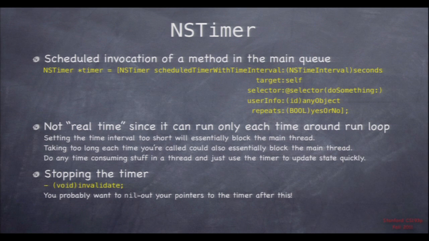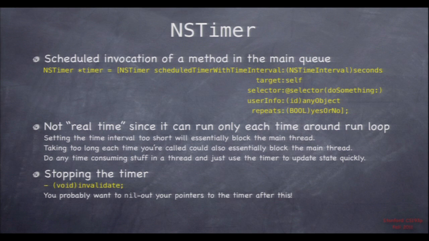So NSTimer, this is the same slide that we ended the last lecture with. I changed the last thing at the bottom because I want to make it clear that you start a timer by calling the factory method scheduledTimerWithTimeInterval, and the way you stop it is you invalidate it by sending invalidate. That's if it's a repeating timer. If it's not a repeating timer, you don't need to invalidate it.